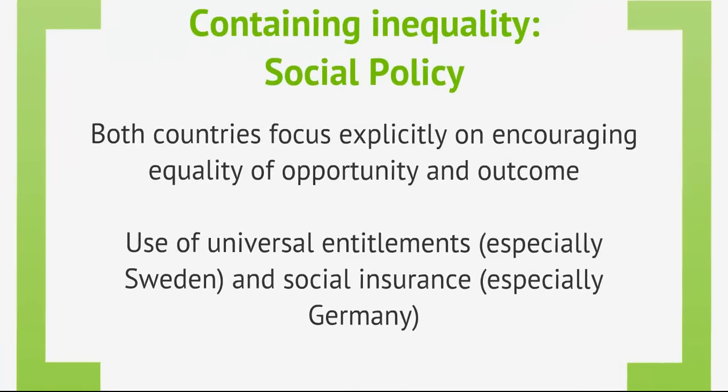Thus, social policy in these states is quite extensive, and levels of taxation and social spending are much higher than in the U.S. For instance, whereas in the US, less than a third of GDP goes through the state, in Sweden that proportion is greater than half. These welfare states explicitly aim at using social policy to provide much greater equality of opportunity as well as equality of outcome. Sweden relies mostly on universal entitlements.